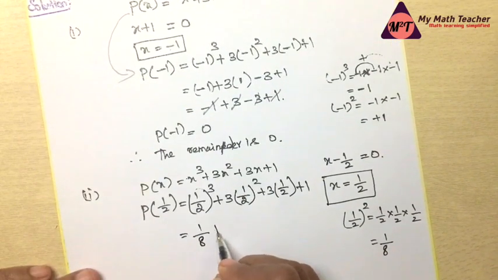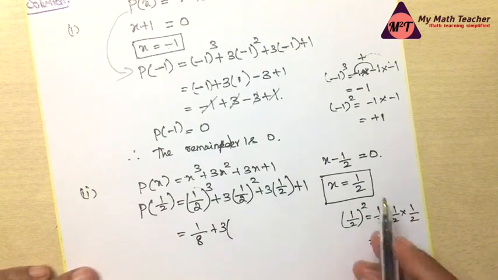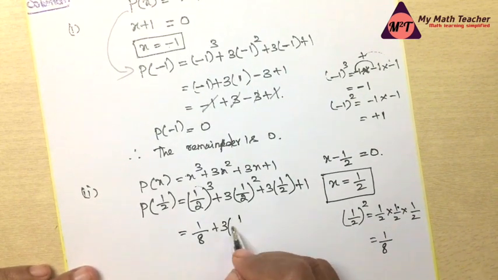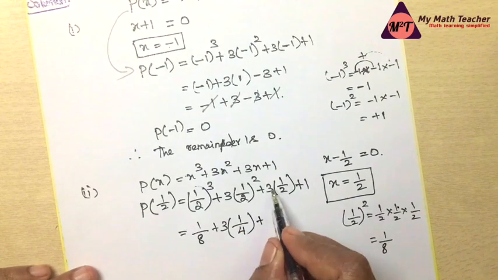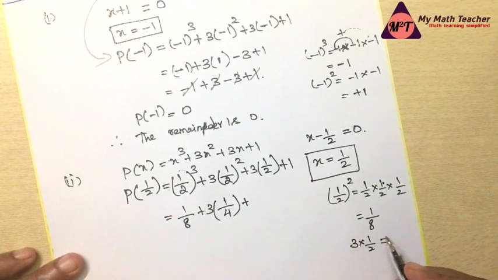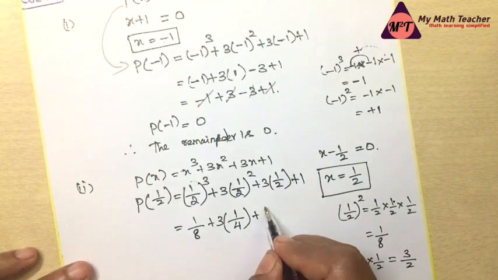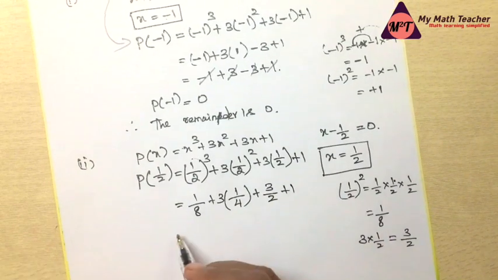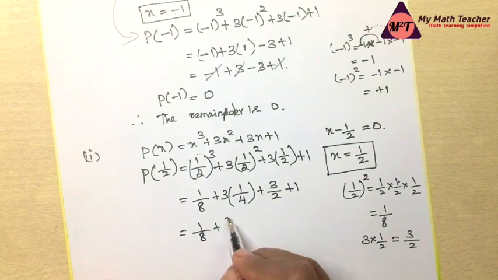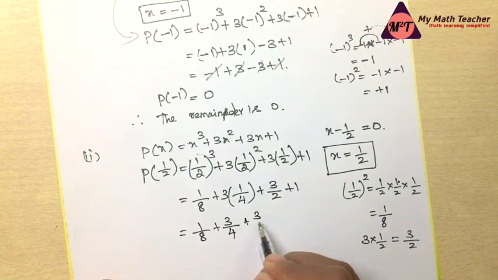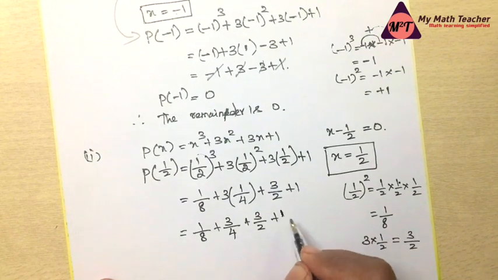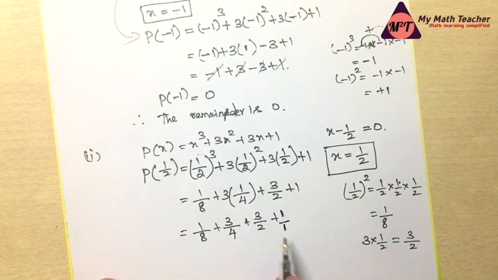1 by 8 plus 3 into (1 by 2) square. So 1 by 2 into 1 by 2 is 1 by 4. 1 by 4 plus multiply 3 into 1 by 2. So 3 into 1 by 2 is multiply the numerator 3 by 2, answer is 3 by 2, plus 1. Here again 1 by 8 plus multiply 3 into 1 by 4 is 3 by 4 plus 3 by 2 plus 1. So as we can see, we have to take the LCM. Now make this 1, the denominator becomes 1.